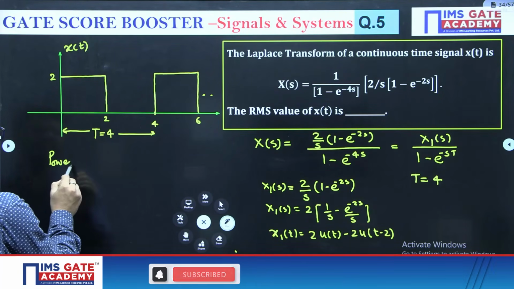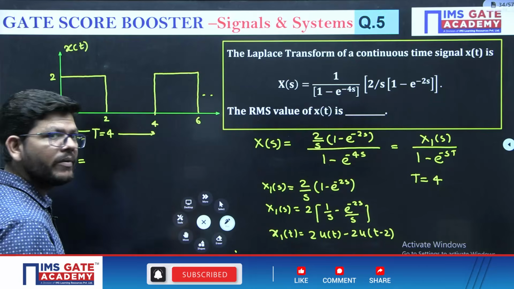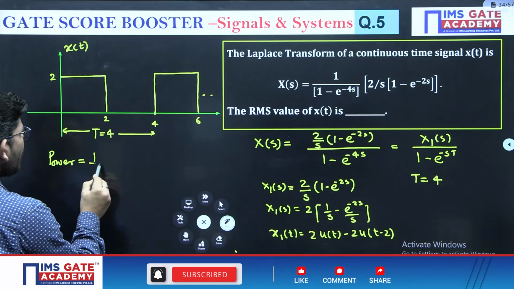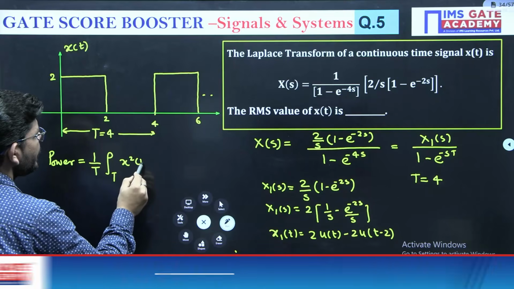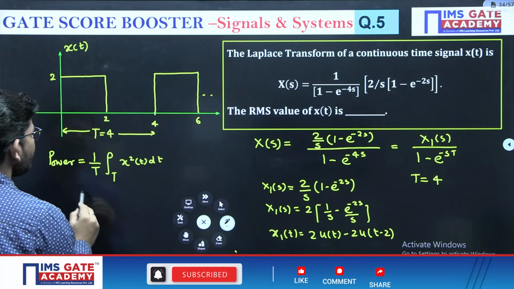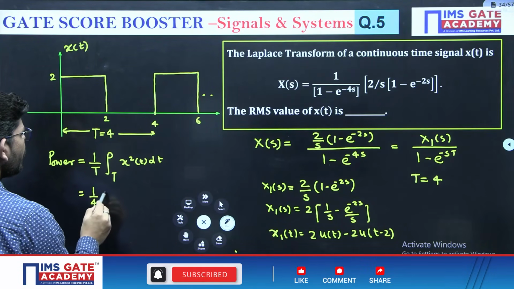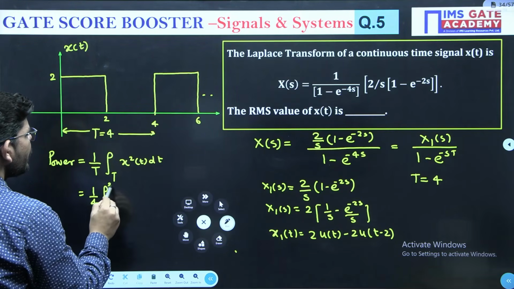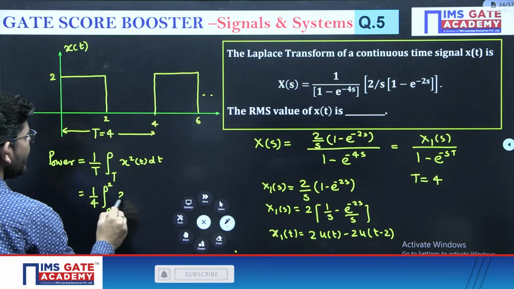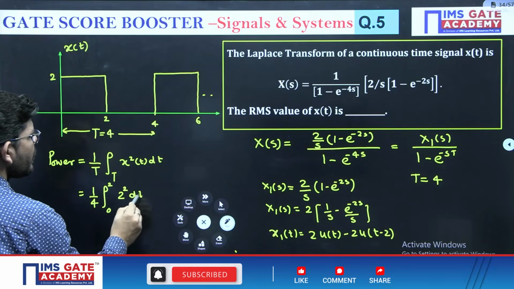If you are confused, then calculate power. We have covered power and energy also. So power will be 1 upon time period, within the time period, integral of x(t) square dt. Okay, so time period is 4. And within the time period 0 to 4 your signal is available only for 0 to 2, and at that time its value is 2, right?